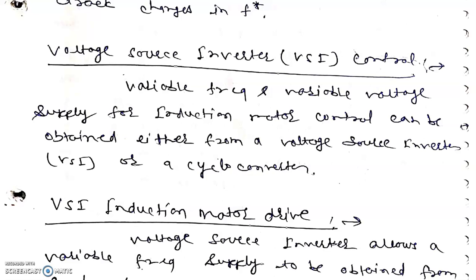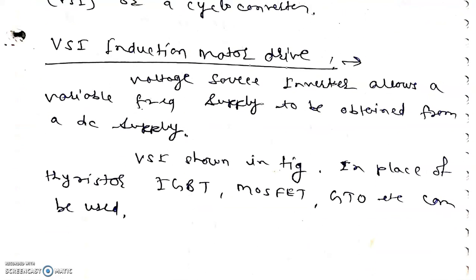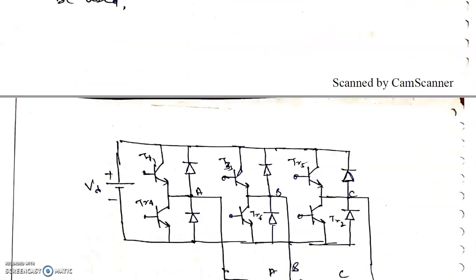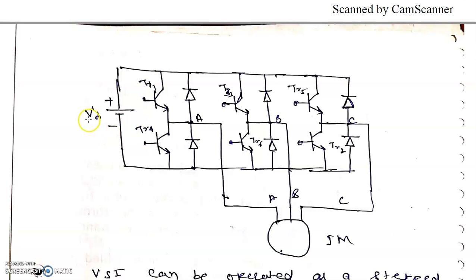So now we have to study the VSI induction motor drive. The voltage source inverter allows a variable frequency supply to be obtained from a DC supply. The VSI scheme is shown here. This is the DC voltage VD.